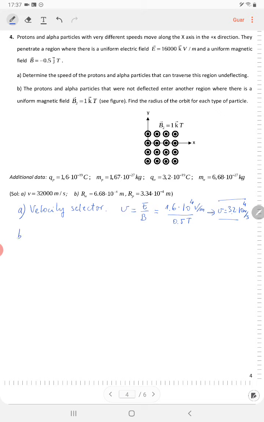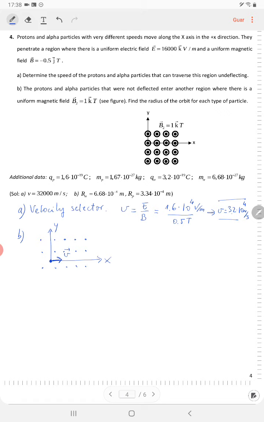Now, once both particles, alpha and protons, have this speed, they enter a region where there's a magnetic field of 1 Tesla, as shown in the drawing. This is the x-axis, this is the y-axis, and the particles are moving towards the right with that speed, and the magnetic field is going out of the screen. That's why we plotted it as points in this area.